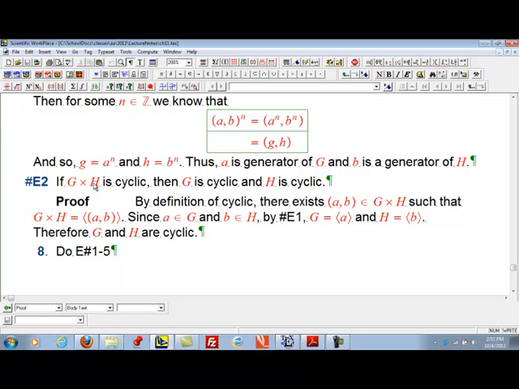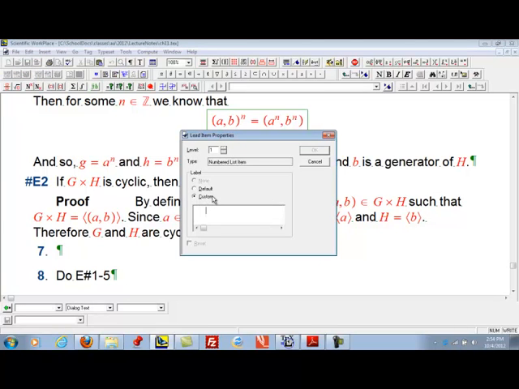Yeah, where the Z mod 2 and the Z mod 4, they're not relatively prime. The direct product is not going to be cyclic. So, what exactly is the converse statement?